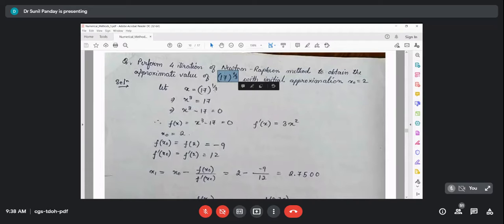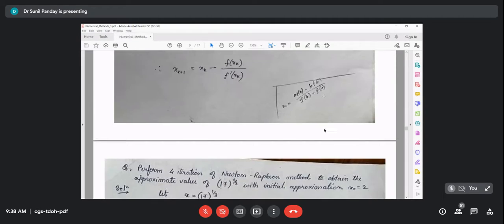So I assume this is equivalent to x, and after taking the cube power of both sides, I will get x cube minus 17, a polynomial. So my final target is to find the x such that this is 0. To get this x, I use my Newton-Raphson method. For this, I have to assume the left side of the 0 as f of x. So this is my f of x.